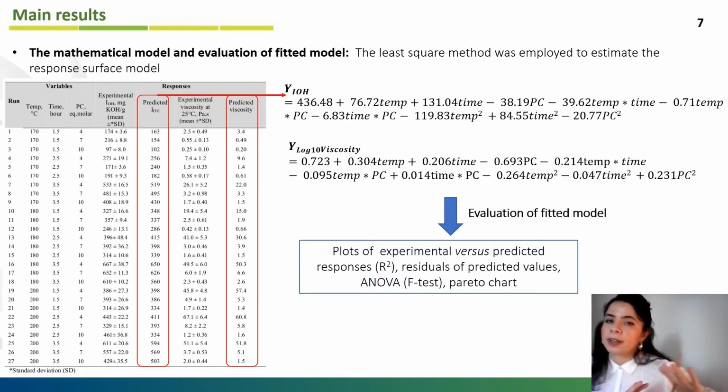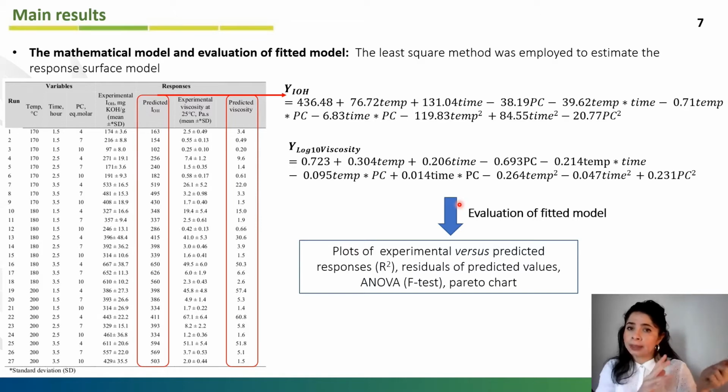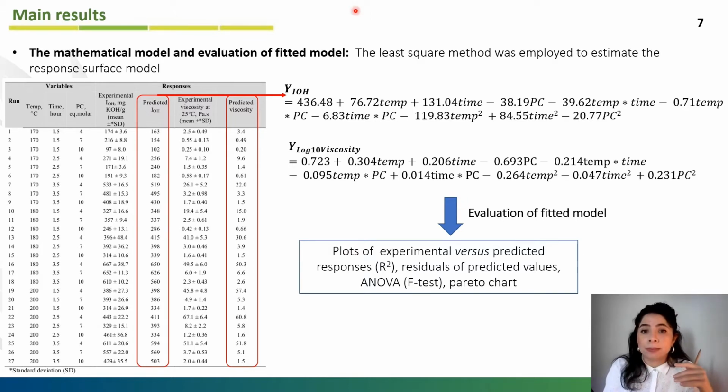So the data from those 27 experiments were analyzed by the least squares method, which gave us these second-order equations to determine the predicted values for hydroxyl number and for viscosity. The quality of the fitted model was evaluated by ANOVA, by plots of experimental values versus predicted values, and also the residuals of predicted values and the Pareto chart. But here I will show just the main results. Continue.